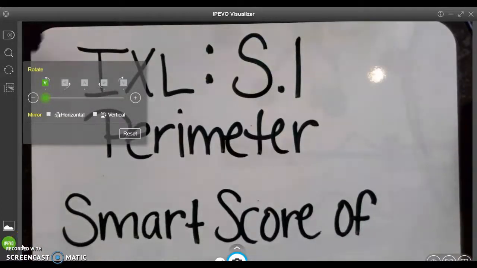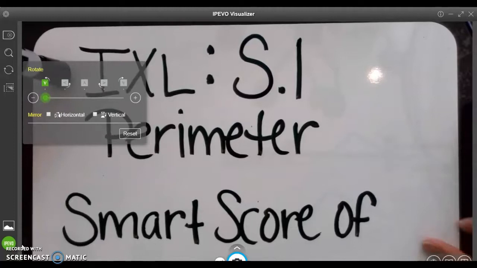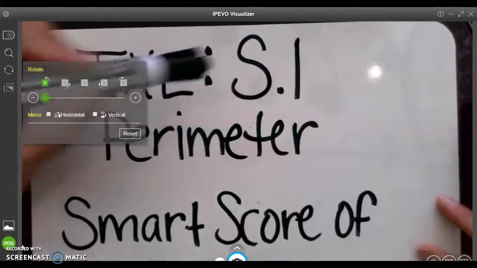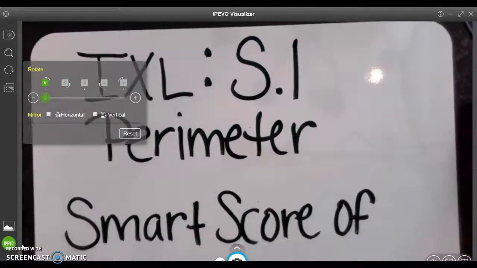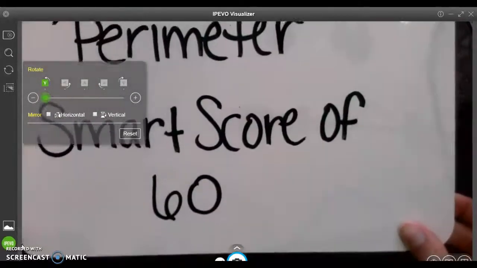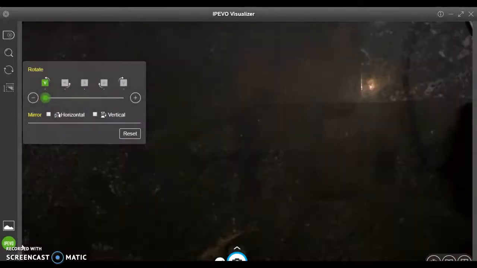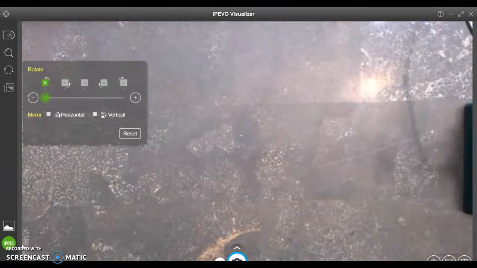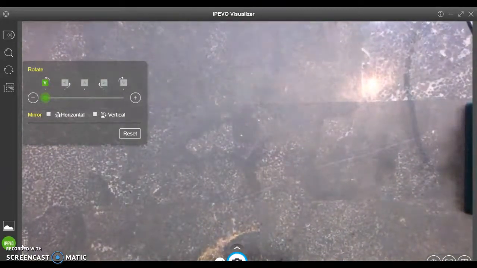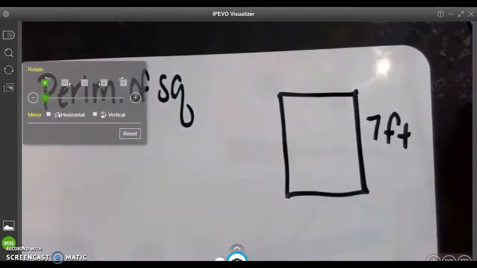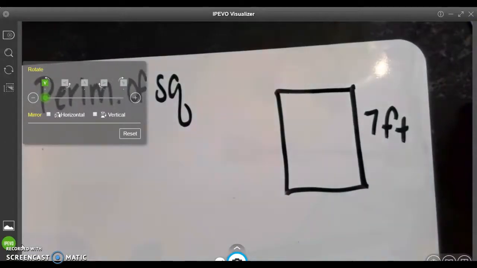Okay, before we get into area of polygons, I want to take a look at perimeter. So we're going to work in IXL today. Go to the geometry section. Under S.1 is perimeter, and you're going to work until you get a SMART score of 60. So we will use perimeter later in the unit in one of our formulas for area, but it's important to understand the difference between perimeter and area before we get into area.